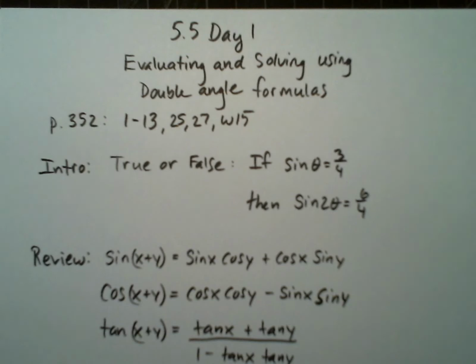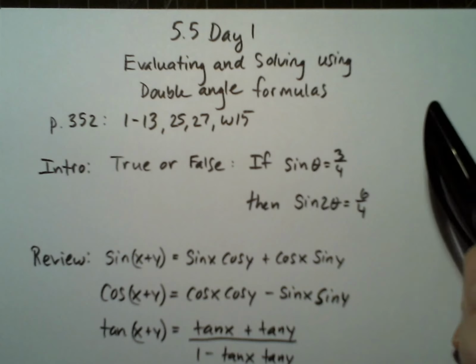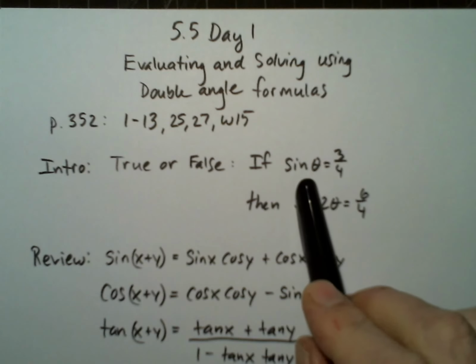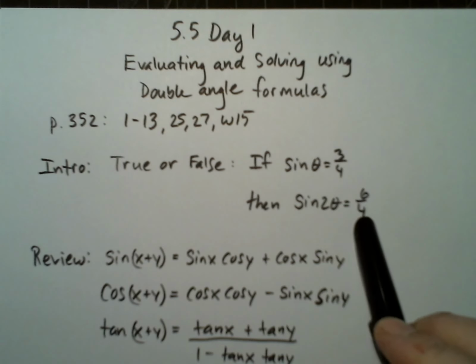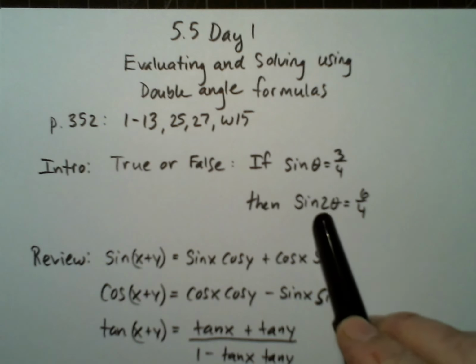In this lesson, we will use another formula, the double angle formula, and it just comes from the sum formula. So if we had sine theta is 3 over 4, then does sine 2 theta equal 6 over 4? Do we just multiply by 2?